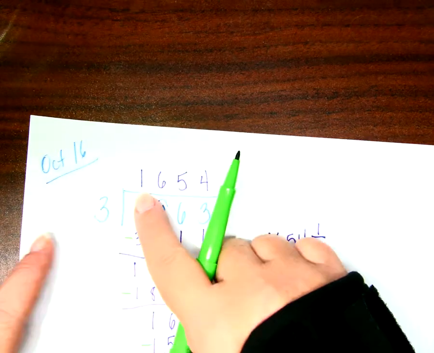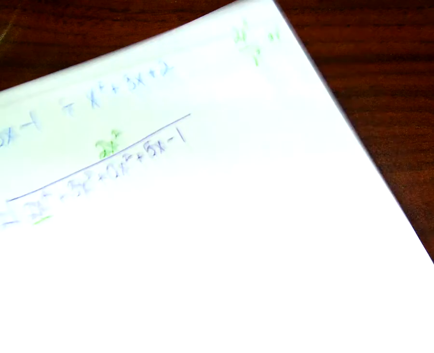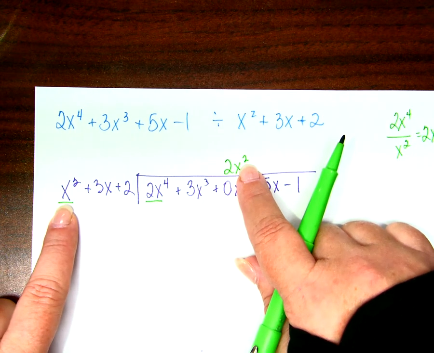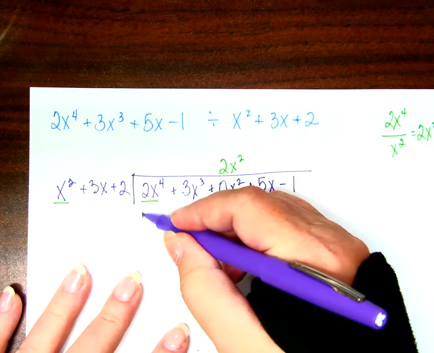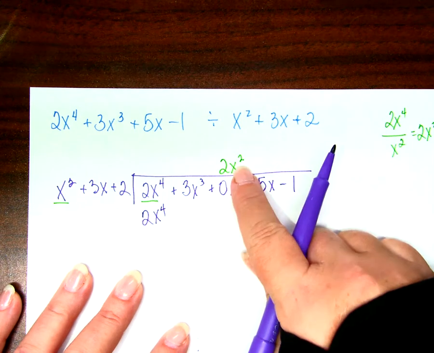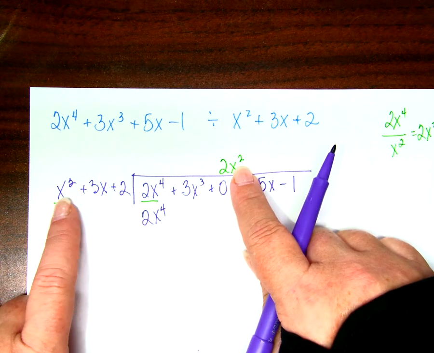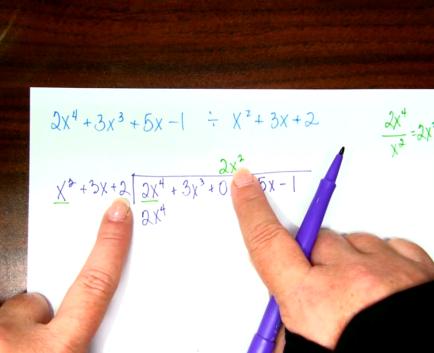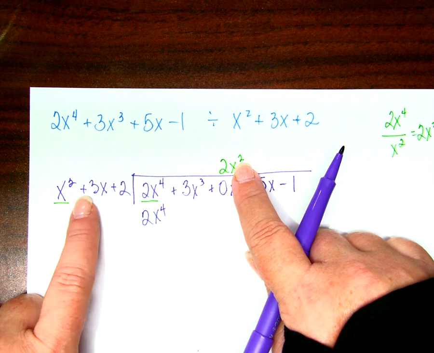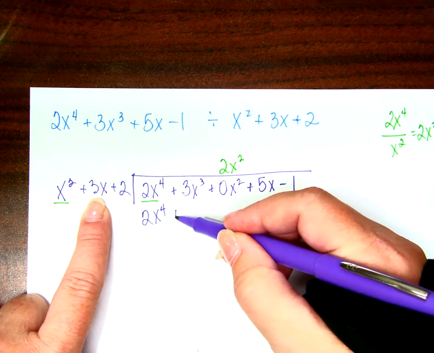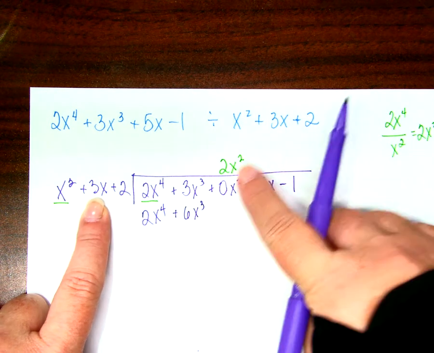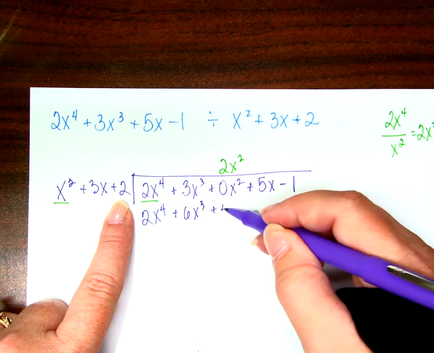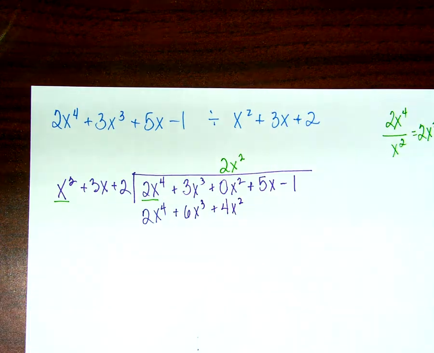Okay, so now what do? What did I do here when I got a number up here? I multiplied, right? Guess what I do here? What's 2x squared times x squared? 2x to the fourth, right? So 2x to the fourth. What is 2x squared times 3x? I have to multiply by everything over here, not just the first term. When I do my division, I just do the first term, but when I do my multiplication, I multiply everything. So what is 2x squared times 3x? 6x to the third, good. And what's 2x squared times 2? 4x squared.